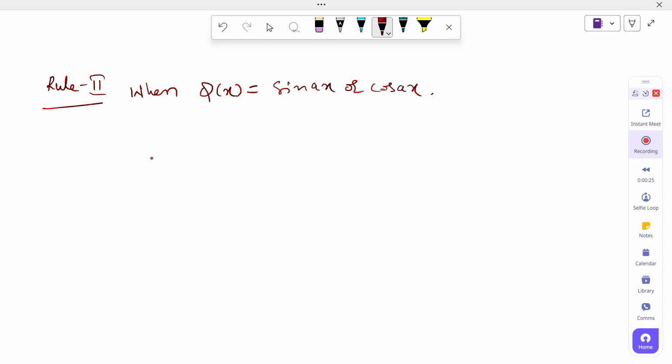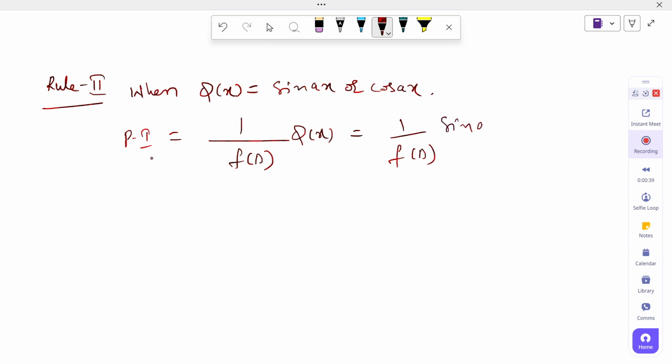So your PI formula: your PI is equal to 1 divided by f of D into Q of x, which is equal to 1 by f of D into sine ax, or it's going to be cos ax. Here we cannot substitute every D value as equal to a.